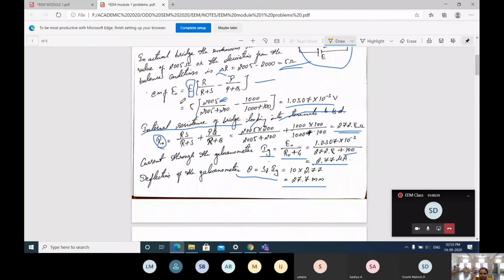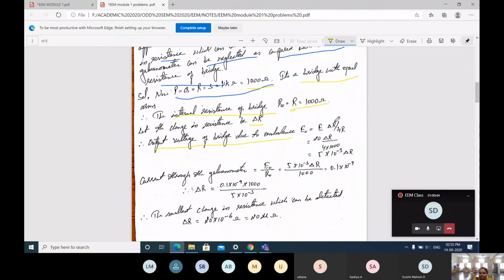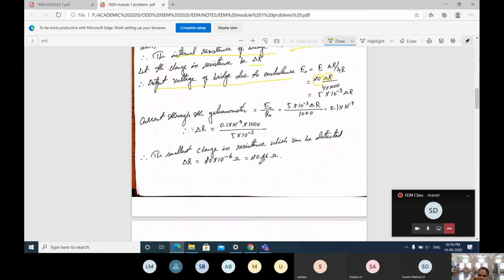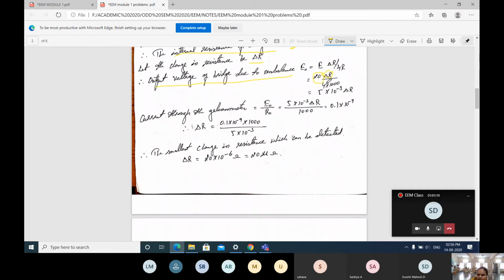The same thing. Because all are balanced, all having equal resistances, for that reason we are going to use this equation: E0 equals E into delta R divided by 4R. We don't know delta R, so keep that. We know E, it's given as 20 volts. Write the same thing here. Then calculate, and you will get 5 into 10 raised to minus 3 into delta R.